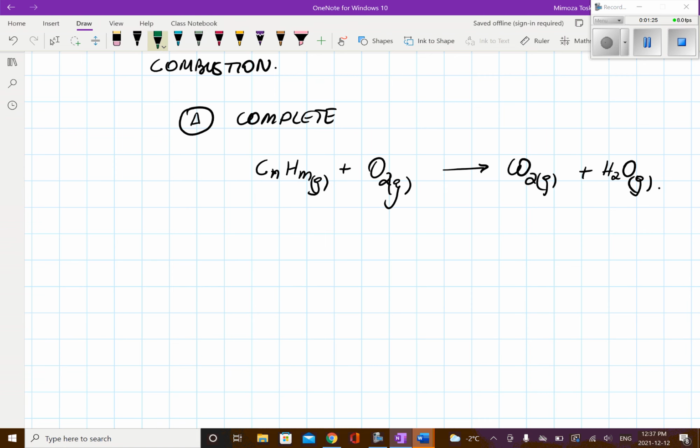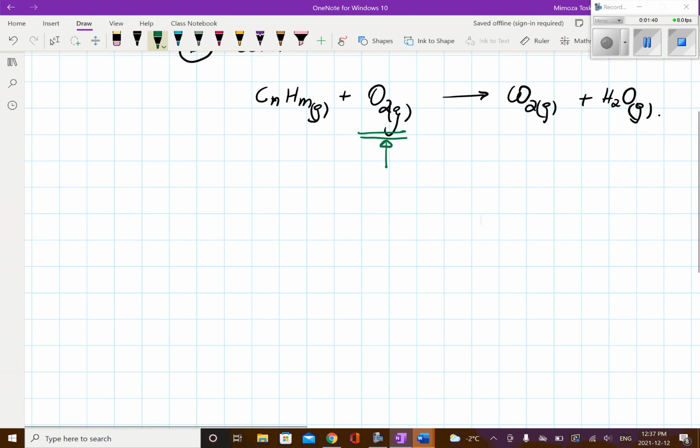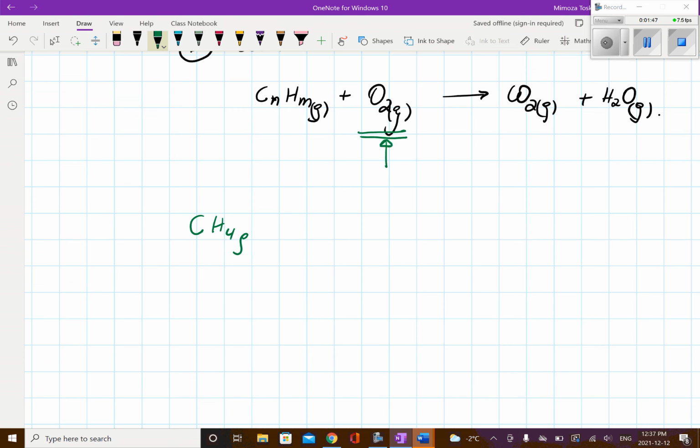A complete combustion reaction always has an excess, quote-unquote unlimited source, of oxygen. One example, which you probably have seen, is methane gas, which is the gas that we use in our home to heat. It will form carbon dioxide and water.